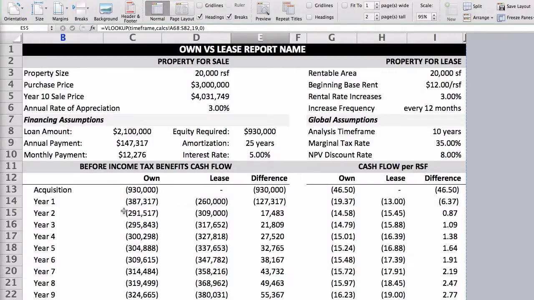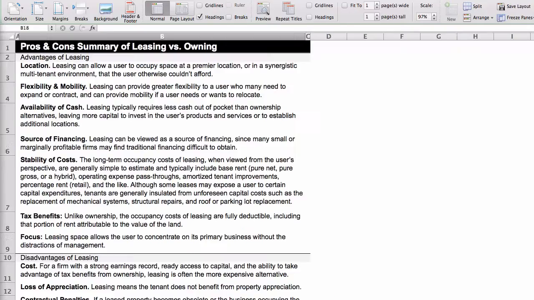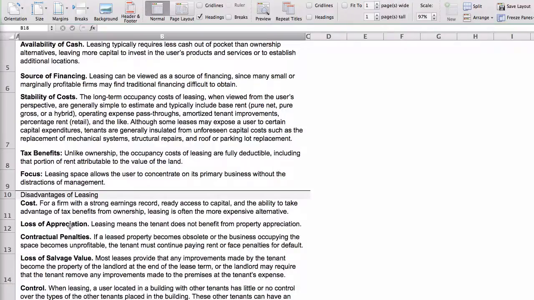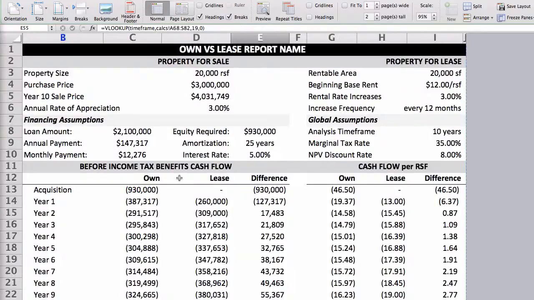We've got a couple other videos that go into a little bit more detail of the reports and the input section. Again, you're able to find instructions on this template on the instruction tab. It also includes a pros and cons summary, which you can print out for your client if you wish, that notes all the pros and cons of leasing versus owning, like flexibility and mobility, or a disadvantage would be the loss of appreciation, which is sometimes helpful if your client doesn't quite know how to think about leasing versus owning.